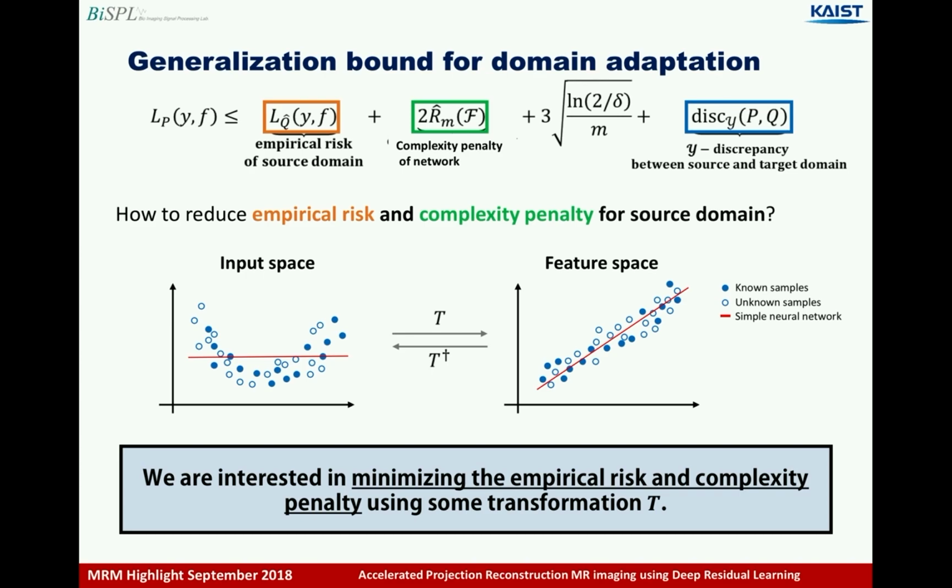In this figure, a red line is the simple neural network, and the shape of the input space is a curve. In this case, a simple neural network has difficulty fitting the input space. However, if the input space is transformed to a line shape using some transformation T, the simple neural network easily fits the feature space.